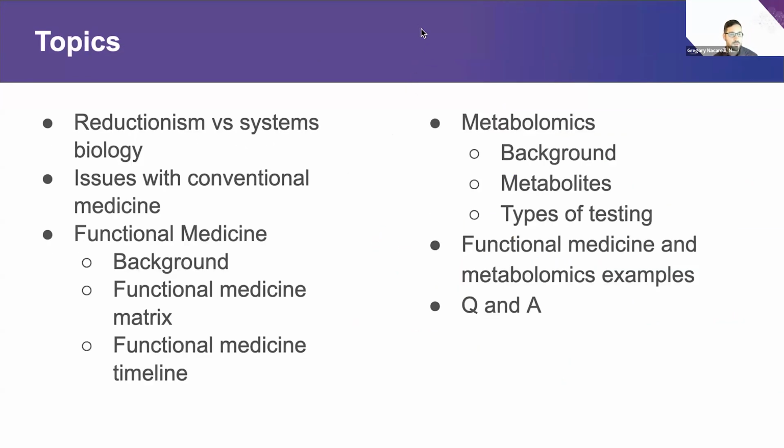Okay, so some of the topics I'll be discussing, I'll be mentioning reductionism versus systems biology. We'll be talking about some issues with conventional medicine. And then we'll talk about functional medicine in terms of some background information, and then we'll go through some of the functional medicine frameworks. And then we'll talk about metabolomics in terms of the background, some relevant metabolites to functional medicine, and then types of testing. And then I will be giving some examples of using functional medicine and metabolomics.